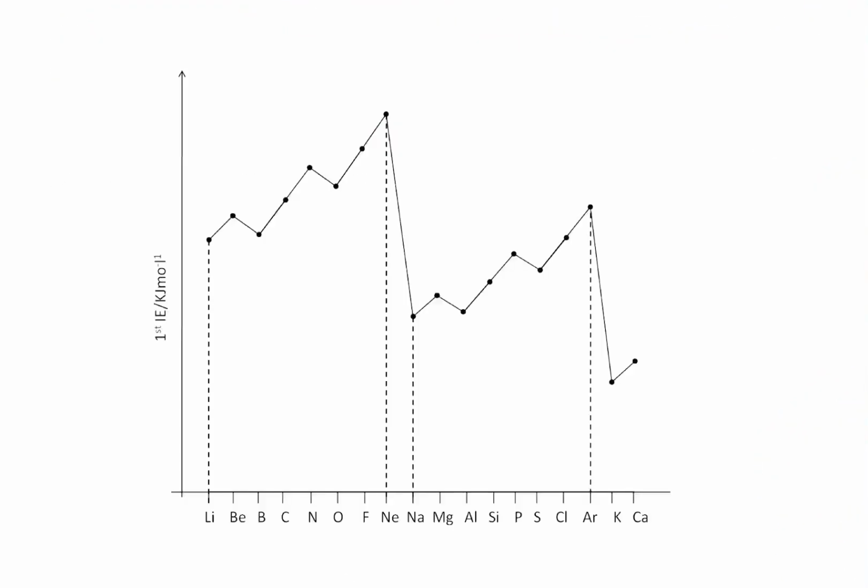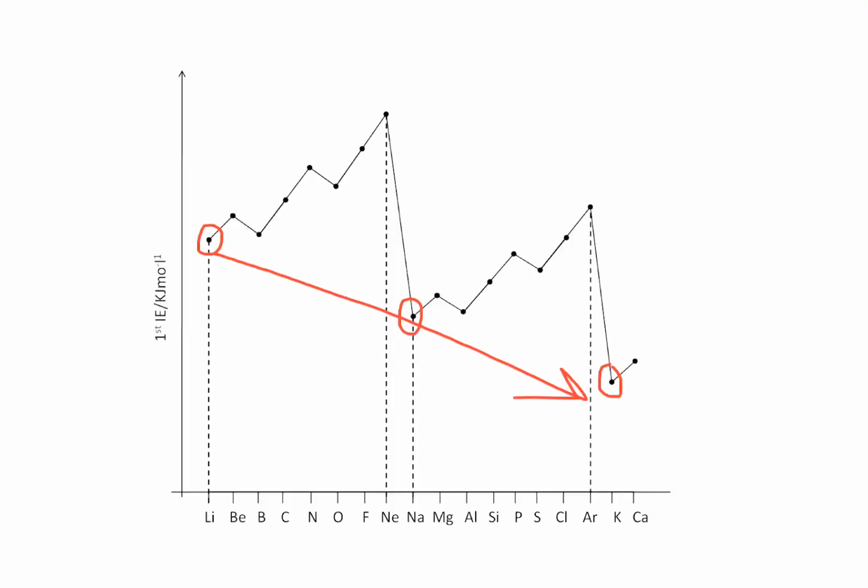If we look at this graph, this is what we see. All these are in the same period. So across a period, you see the trend, the increase in ionization energy. And if we look at the elements down the group, so this is lithium, sodium, potassium. So you see there is a general decrease in ionization energy down the group.